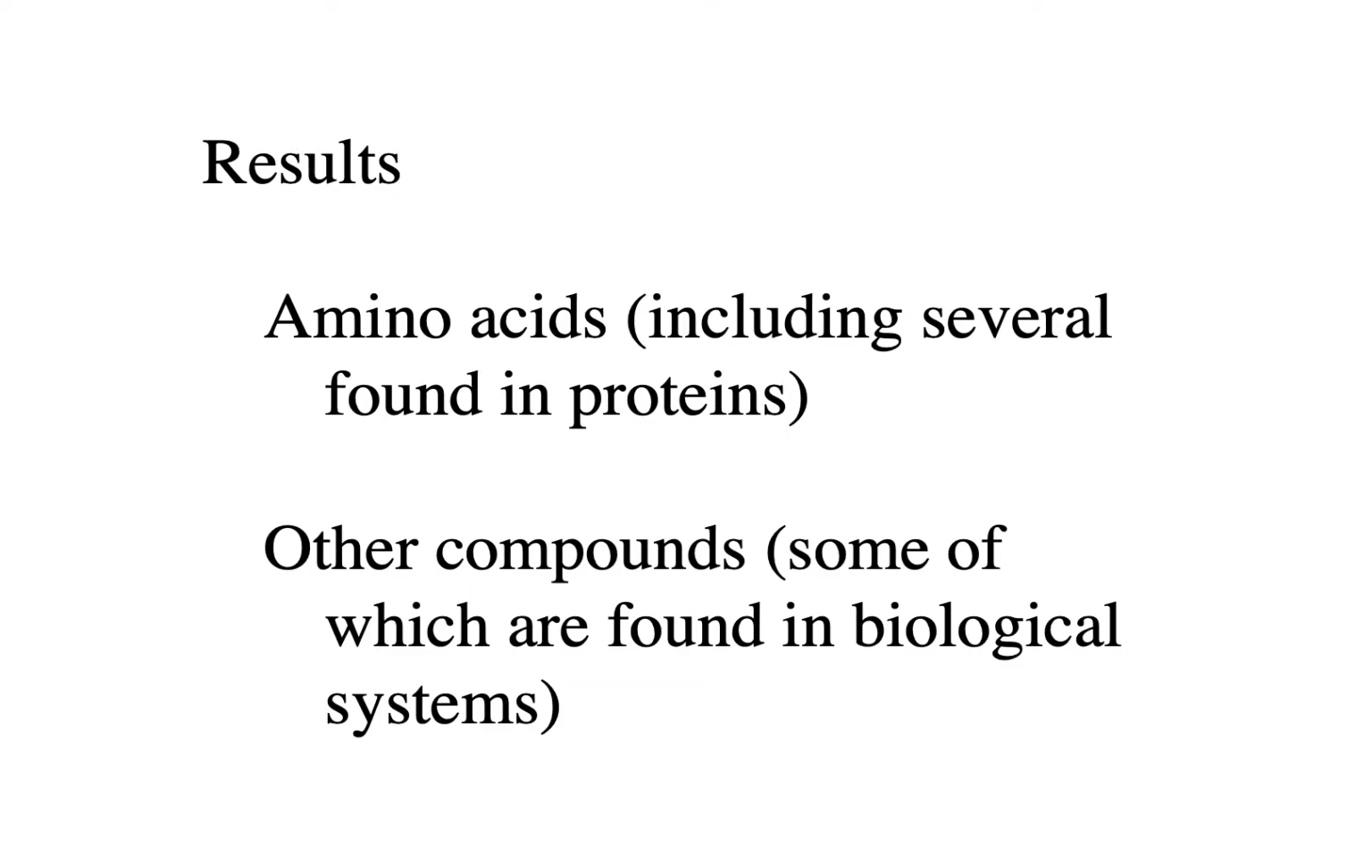So from those experiments, they found amino acids, including several, 10 of them actually, that are found in proteins today. And they found some other compounds that are found in biological systems. By the way, they found a lot of other compounds that aren't used in biological systems. So they found a lot of other things as well.